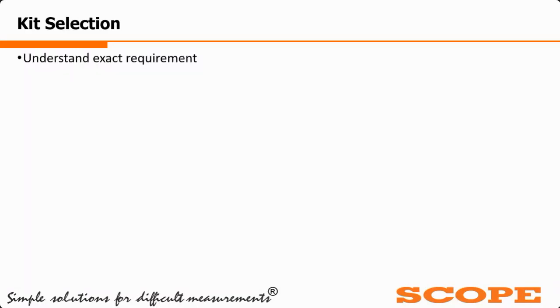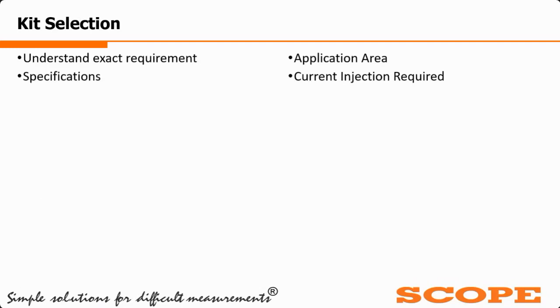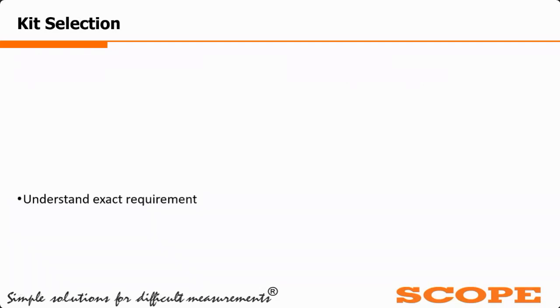After that, how much current injection is required? For that we need to understand what our CT rating is in the substation, that is 100 ampere or 200 or 800 or 1000, like that. So we need to check that. After that, the specification: which types of specification we require during the kit selection, we need to understand.